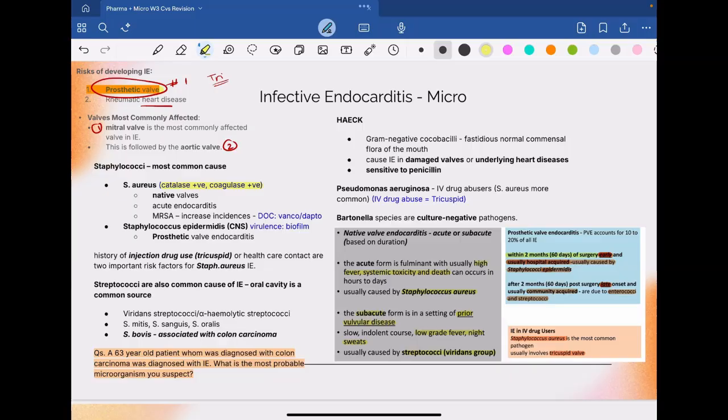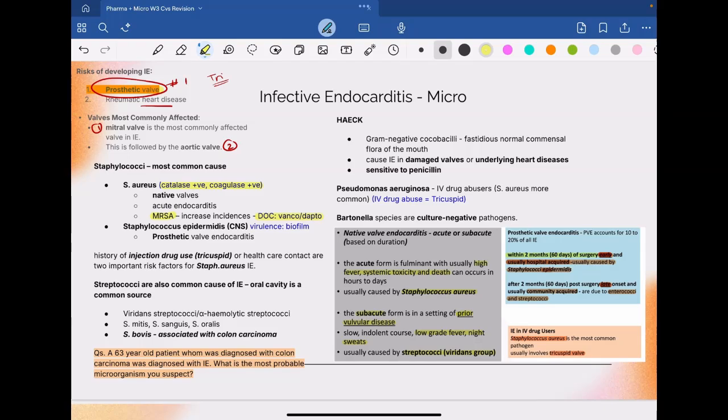It's most likely Staph aureus. It causes acute endocarditis, so they're going to have a high fever and systemic toxicity, and if it goes uncontrolled, it can cause death. We have MRSA, or methicillin-resistant Staph aureus. They have increased incidence, and they're hard to treat with the regular antibiotics. So what we do is we give them vancomycin or daptomycin, which is the drug of choice for MRSA.